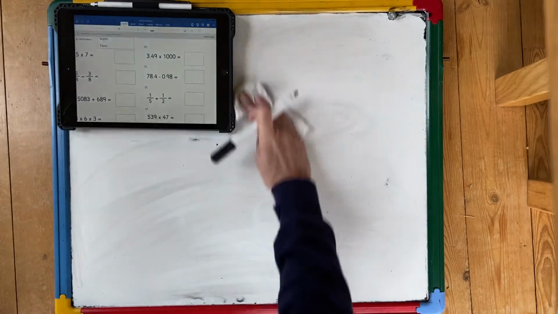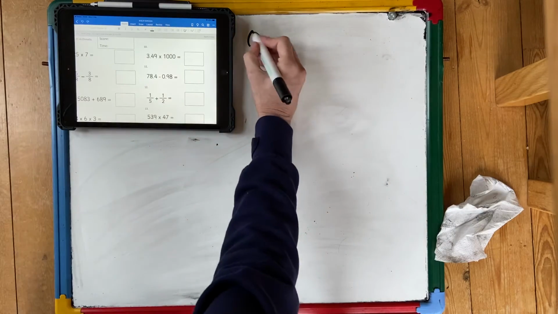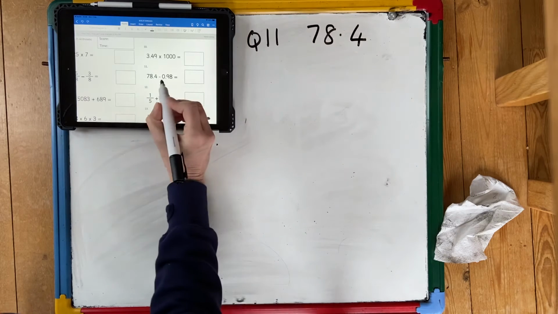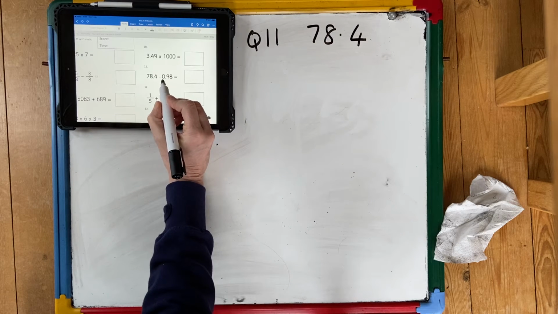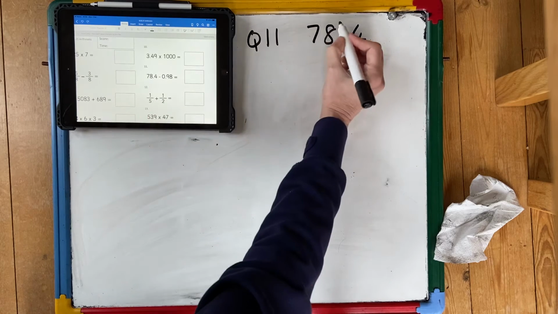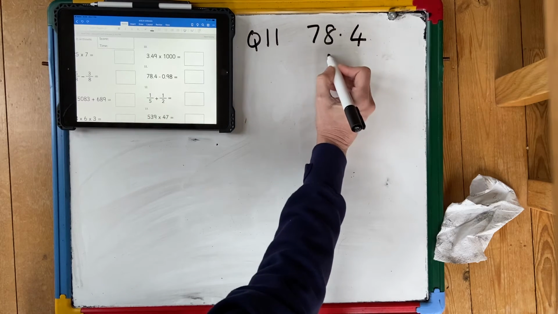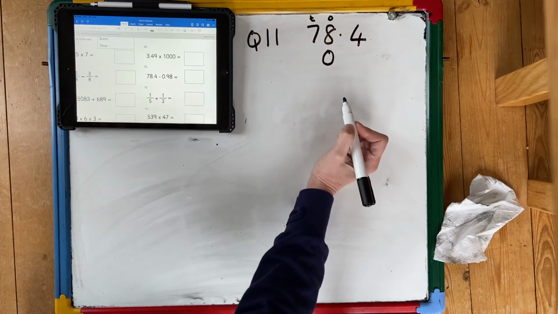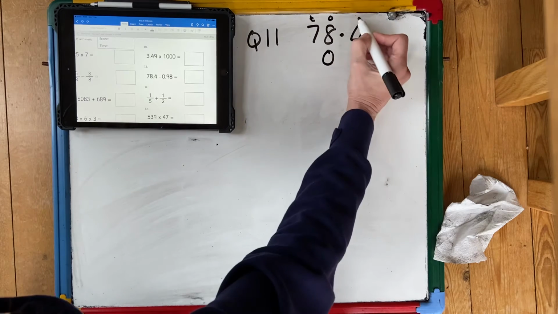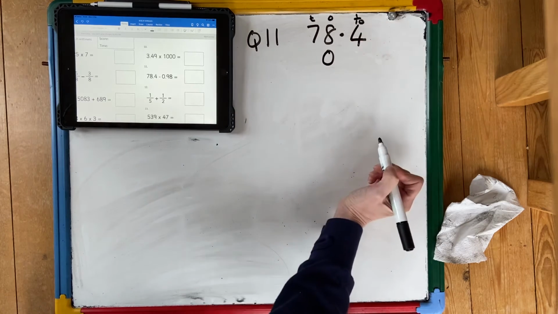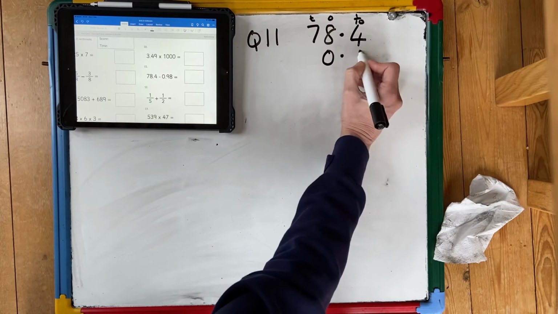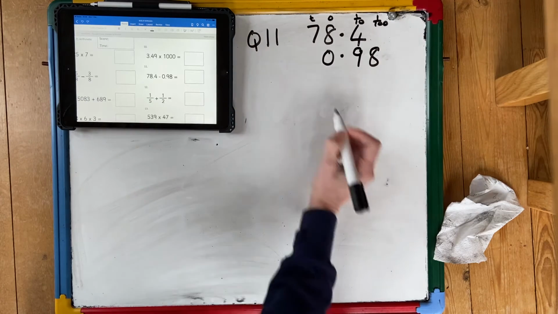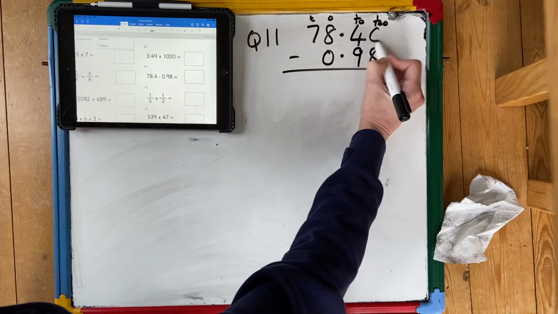Question 11. 78.4 subtract 0.98. So the 0 is in the ones column, so it needs to be here under the 8 because that's the ones column. There's your ones column, there's your tens column. The 4 is in the tenths column, so 0.98. The 8 is in the hundredths column. We are subtracting. Make sure you put your placeholder here.